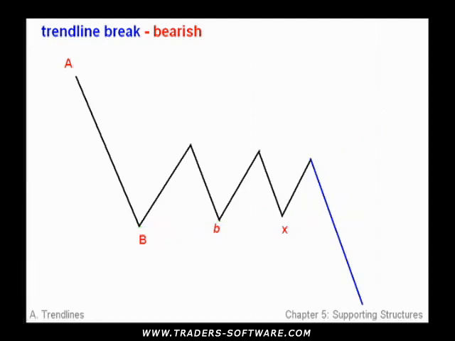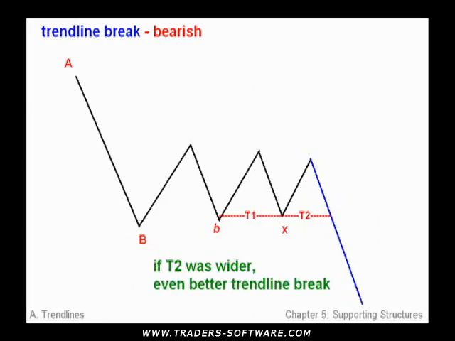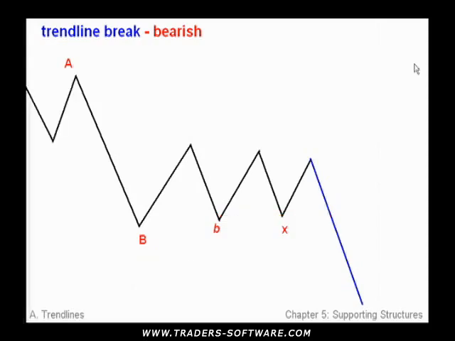And what makes this trend line break to the downside even more powerful is when you do sideways time range comparison. And if T2 was wider, that would make this trend line break to the downside even that much better. But when a trend line breaks, the real time range comparison is between this one and a previous one. And usually, this one will be much, much wider.